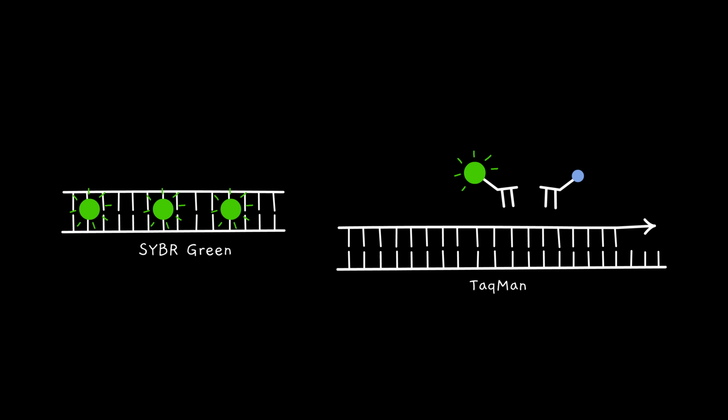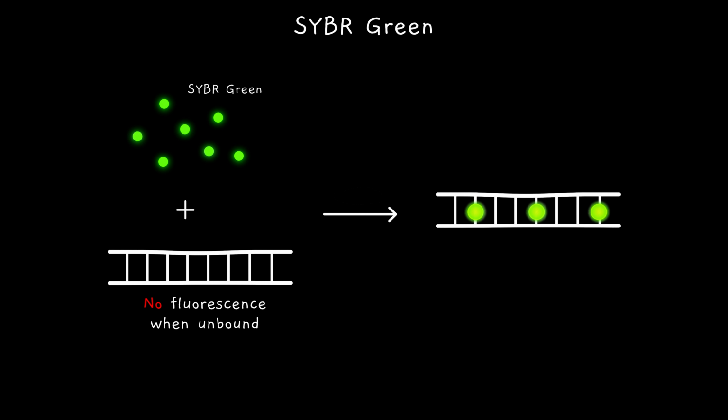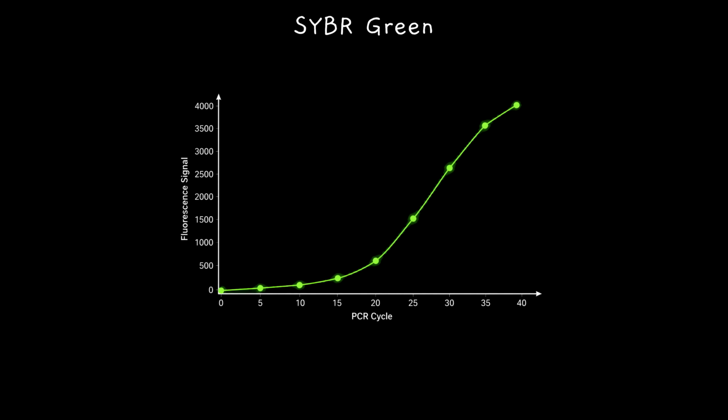There are two common ways to generate the fluorescence. SYBR Green is a dye that fluoresces when bound to double-stranded DNA. As more PCR product is formed, more dye binds and the signal increases.